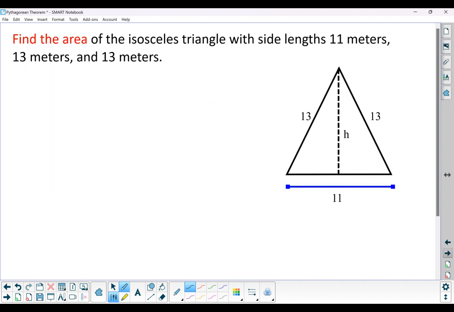Okay. All right, so here's a question. It says, find the area of the isosceles triangle with side lengths of 11 meters, 13 meters, and 13 meters. So this shape is a triangle, and we're trying to find the area. And hopefully you recall the area formula for a triangle. The area formula for a triangle is that the area is 1/2 the base times the height, or sometimes people write it as base times height divided by 2. That's the same. So we can see that our base is 11, but we need to calculate the height.